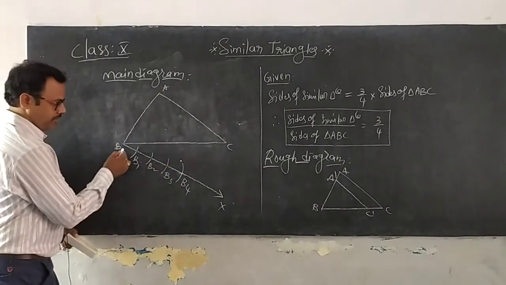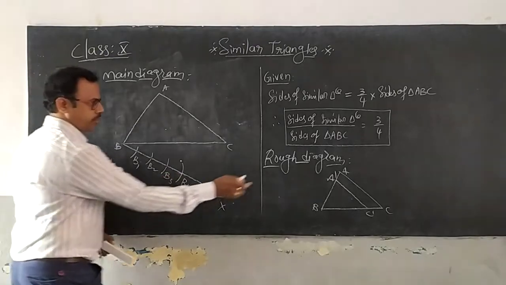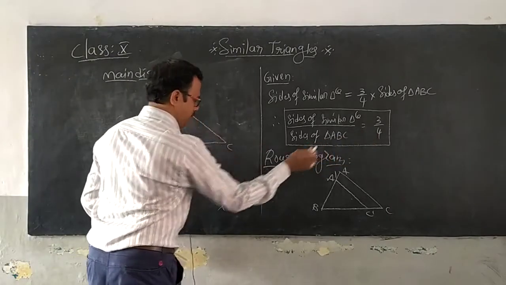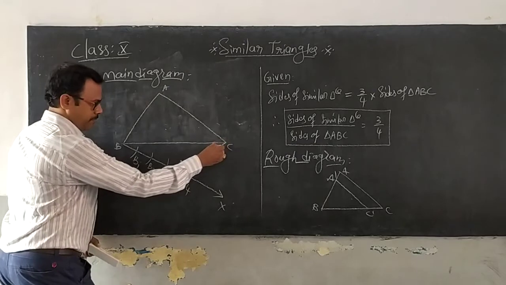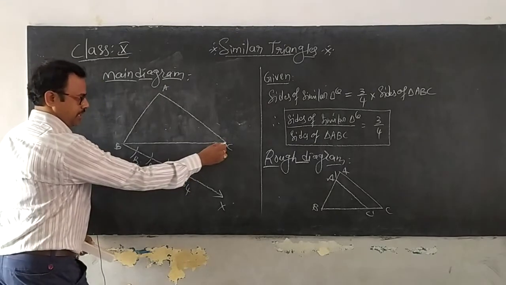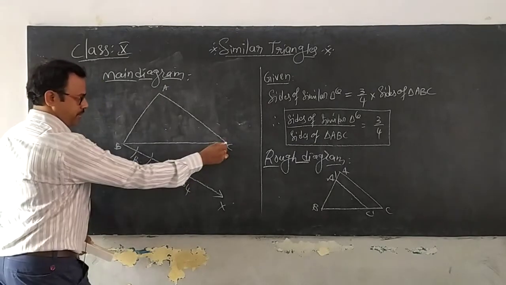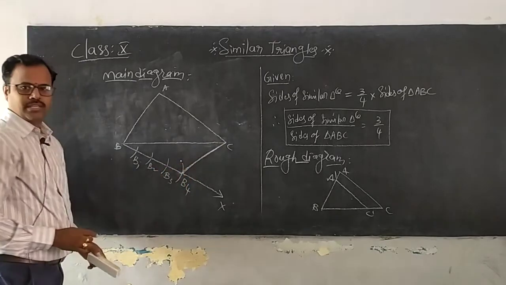Observe carefully. What is 4? 4 is related to triangle ABC. So I join B4 and C. Very good everybody. B4 and C.